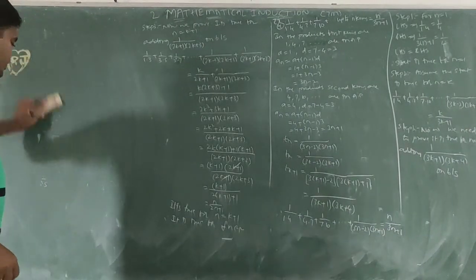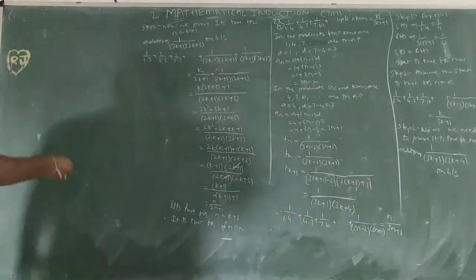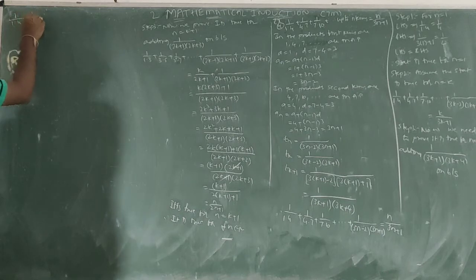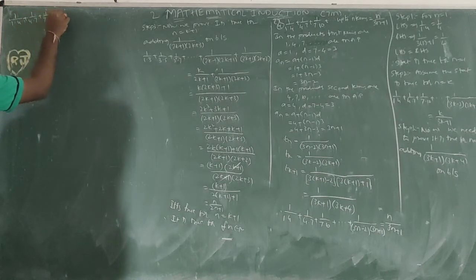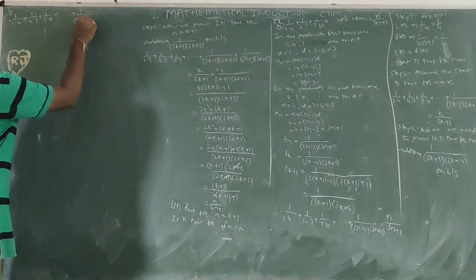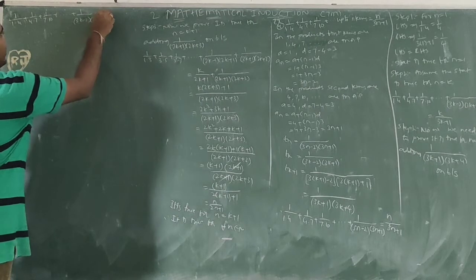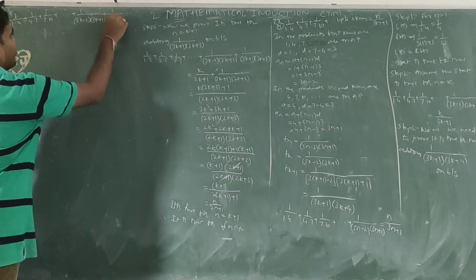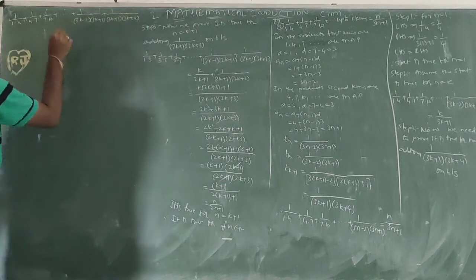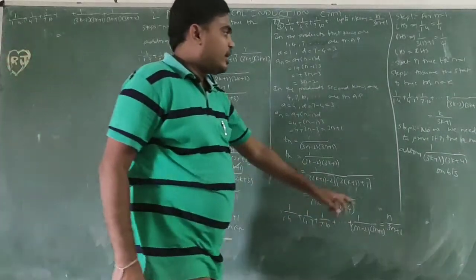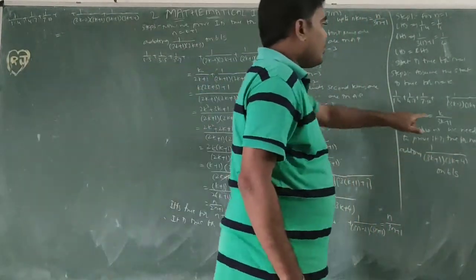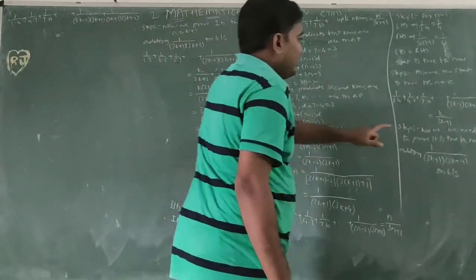What will we get? On the left side: 1 by 1 into 4 plus 1 by 4 into 7 plus 1 by 7 into 10 plus up to so on plus 1 by (3k minus 2)(3k plus 1) plus 1 by (3k plus 1)(3k plus 4) equal to k by 3k plus 1, adding on both sides. Up to this point it is the same, and we add this one.